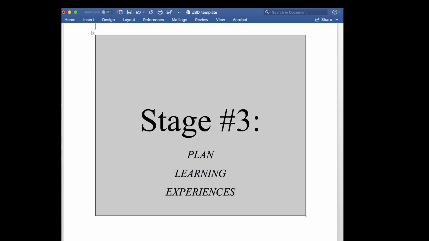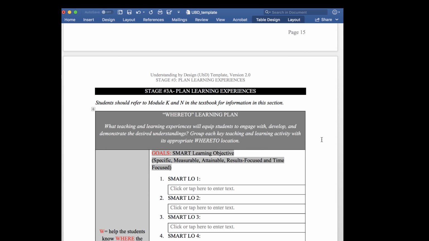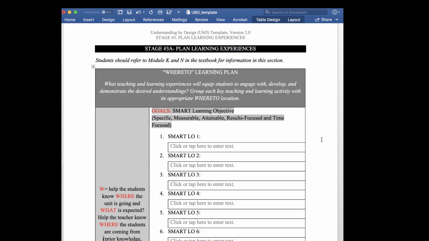Okay, let's get started on Stage 3, plan learning experiences. Let's take a look at the template. So with Stage 3, now we're getting ready to plan the learning experiences. And to plan the experiences, there's an acronym that spells out the word WHERETO, learning plan. And we're going to look at each letter and what that refers to for the learning plan.